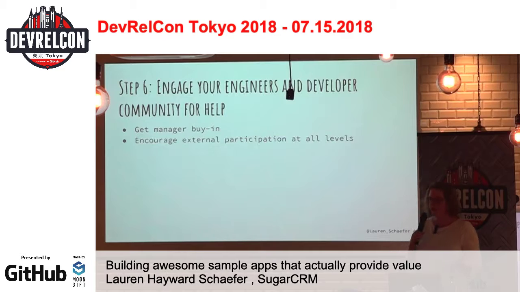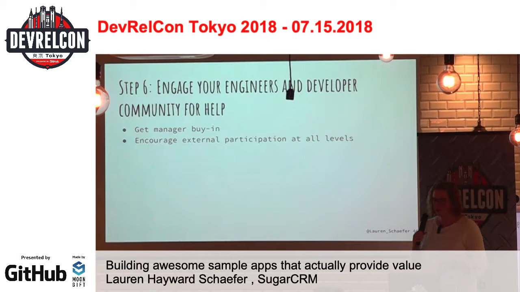The next thing you want to do is engage your engineers and developer community for help. Something that's really tricky is to get manager buy-in. If you want your engineers at your company to come help you, you've got to get manager buy-in. They need to have the space to be able to work on it, and it probably needs to be tied to their performance review if they're going to actually get involved.